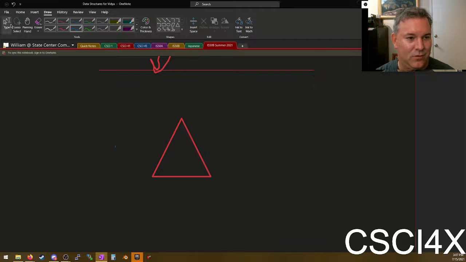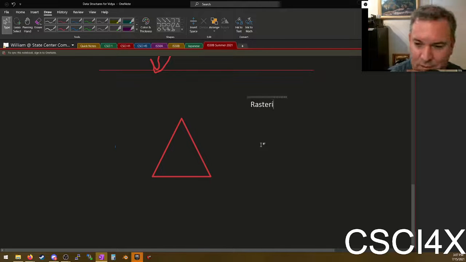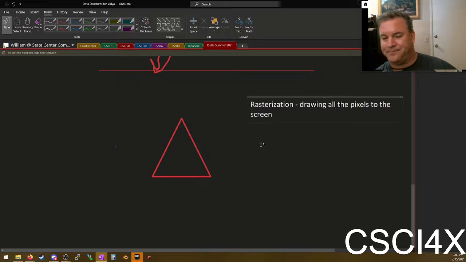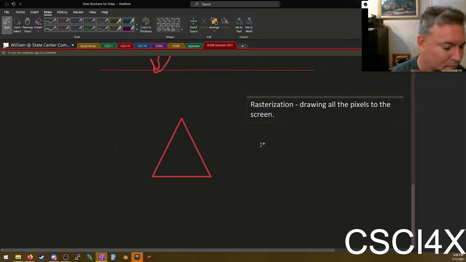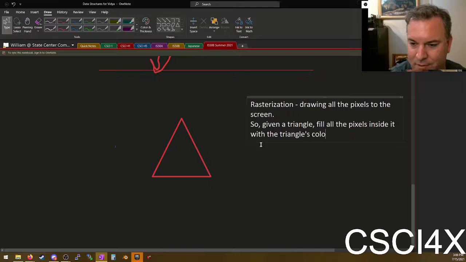Rasterization is one of those cool words that make you sound smart when you say it, but it's something that we all kind of know what it is, even if we don't know the term. Rasterization means drawing all the pixels to the screen, basically. So given a triangle, fill all the pixels inside it with the triangle's color.